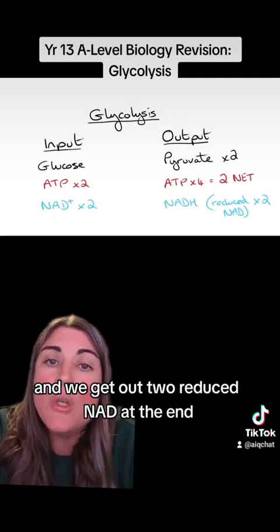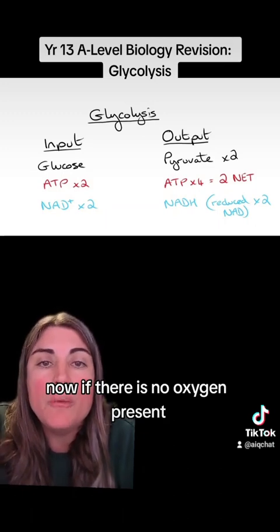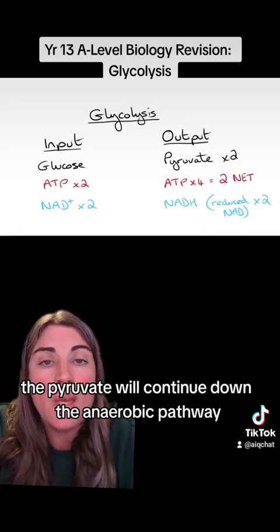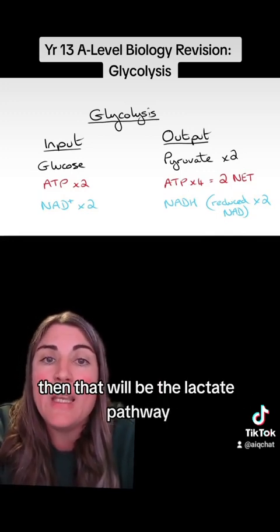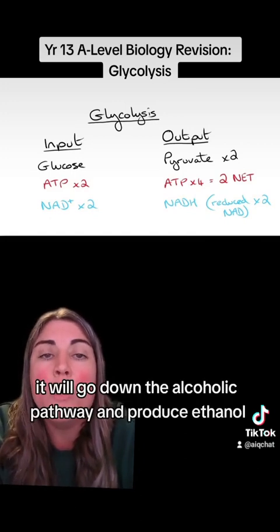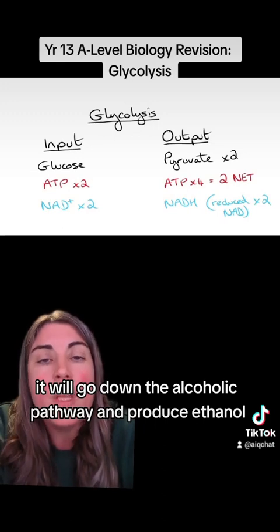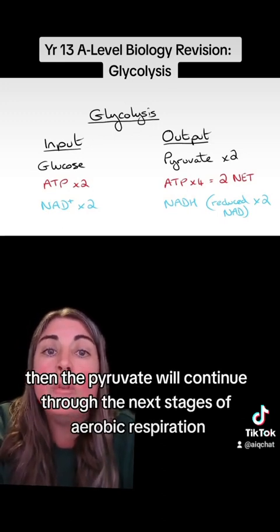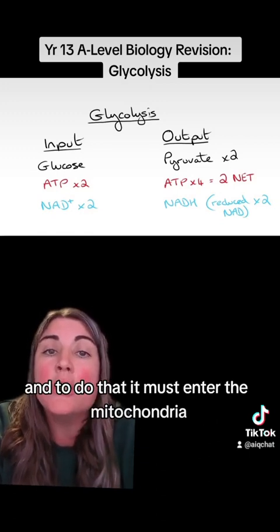Now, if there is no oxygen present, the pyruvate will continue down the anaerobic pathway. Now, if that is in animals, then that will be the lactate pathway. If it is in plants, it will go down the alcoholic pathway and produce ethanol. If oxygen is present, then the pyruvate will continue through the next stages of aerobic respiration. And to do that, it must enter the mitochondrion.